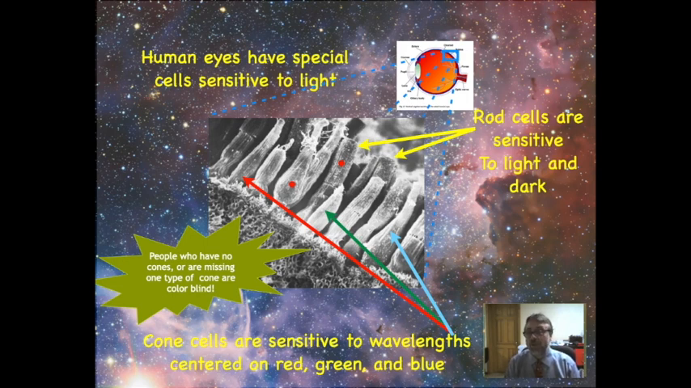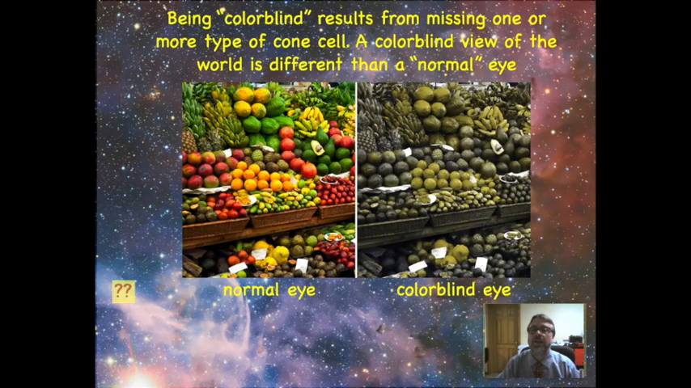Now, some people don't have all three types of cone cells. If you're missing one type of cone cell, then you have a condition which we refer to as color blindness. Now, there are more than one type of color blindness, but let's take a look at one type. So being colorblind results from missing one or more type of cone cell. A colorblind view of the world is very different from what we call a normal eye.